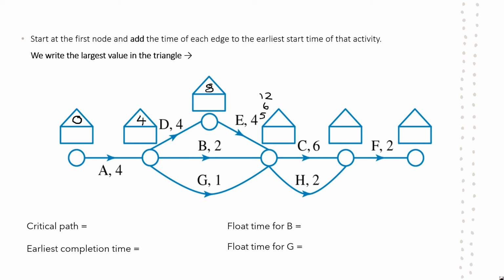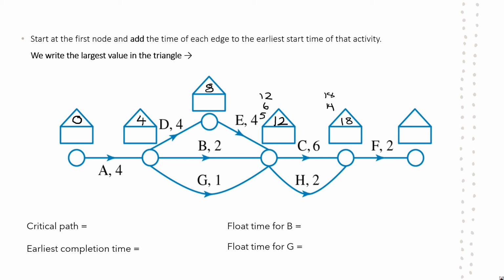So if you remember on the previous slide, when we do a forward scan, we write the largest number in the triangle. So the largest occurring there is 12. Moving on to the next one, if I go from where I was to C, that would give me a total of 18. If I went from where I was traveling along H, that would give me a total of 14. So again, my total is the higher value, which is 18.